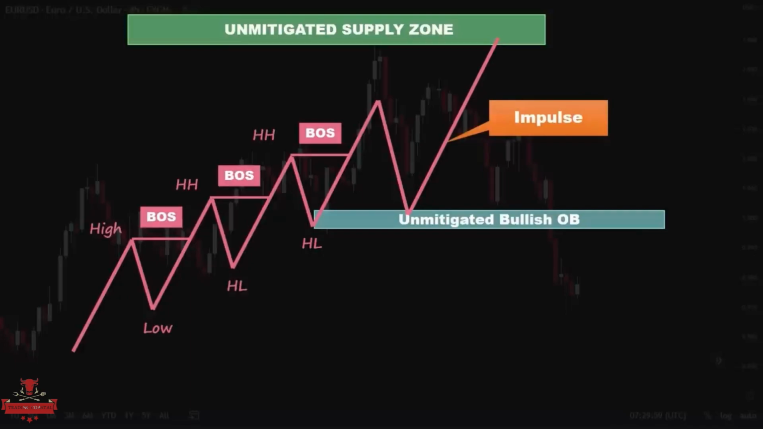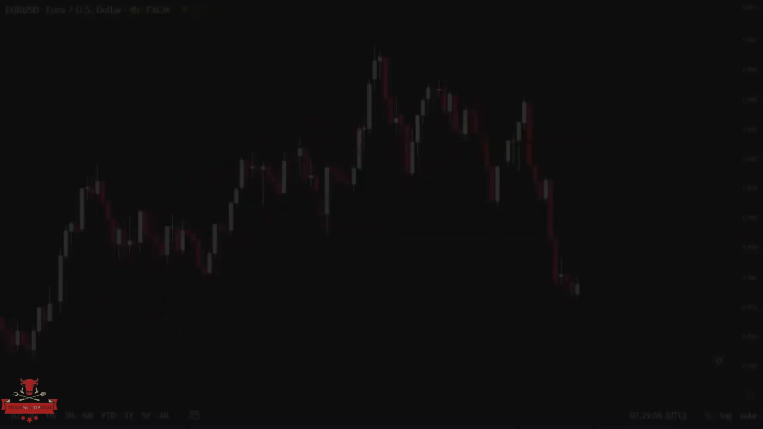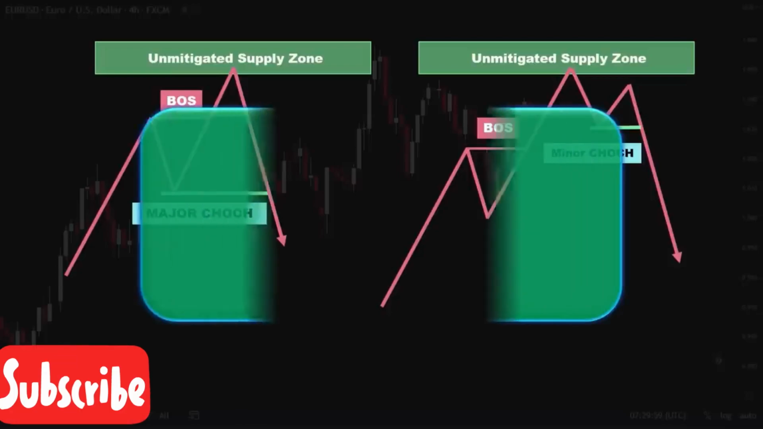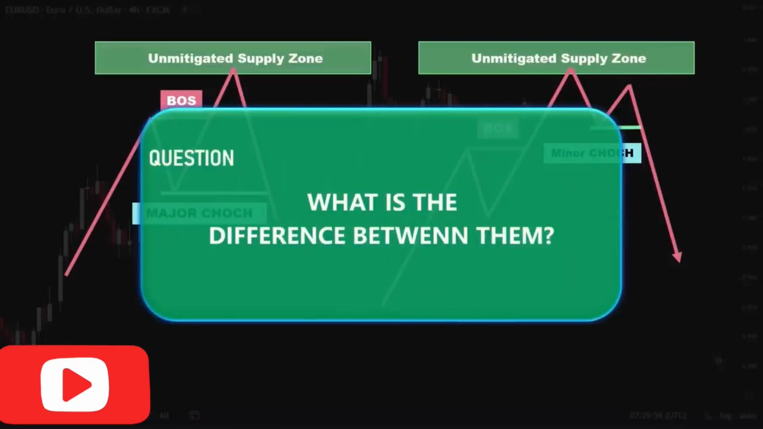As we have mentioned before, the change of character would occur in two ways, minor and major. So let's see what the minor and major change of character are. Imagine we have structures like these. In the right corner, we have the major CHoCH schematic figure, and in the left corner, we have the figure of the minor change of character. So, guys, what is the difference between them?